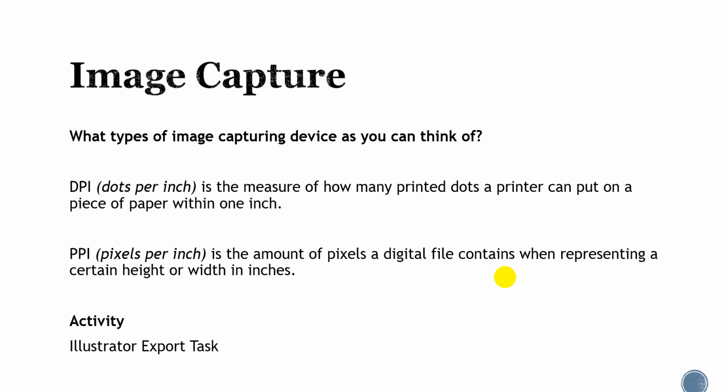So that's how you get the information. And then pixels per inch is obviously when we're talking about on a screen. So rather than talking about dots on a printer, we're talking about pixels on a screen. So it'd be the amount of pixels the file contains. So it represents a certain height or width and so on. So how many pixels are in every single inch. So if you measure an inch of your screen, how many pixels are there in that inch of the screen?